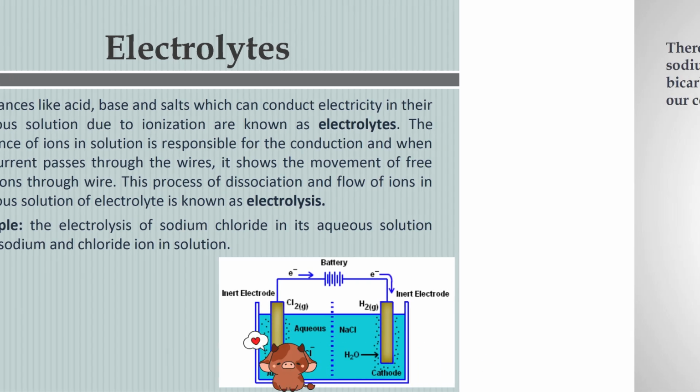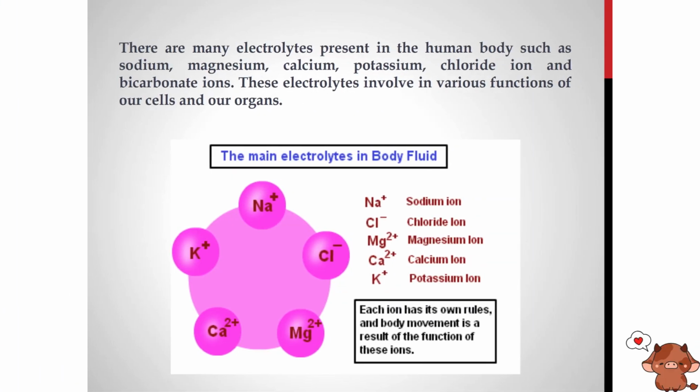Moving on, did you know? There are many electrolytes present in the human body, such as sodium, magnesium, calcium, potassium, chloride ions, and bicarbonate ions. These electrolytes are involved in various functions of our cells and organs. The main electrolytes in body fluid include sodium ion, chloride ion, magnesium ion, calcium ion, and potassium ion. Each ion has its own role, and body movement is a result of the function of these ions.